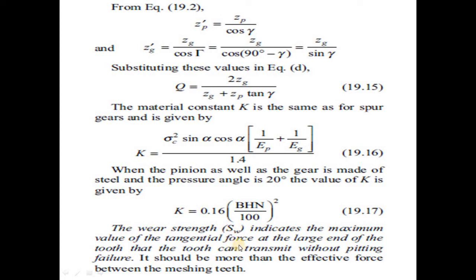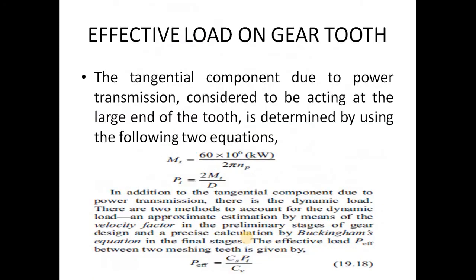If the wear strength value is greater than P effective, the design is safe and it does not go to pitting failure. Suppose your P effective value is greater than SW, it goes to failure, and then you can check the factor of safety. This is the procedure for solving the problems, and these formulas are required for numericals. You can remember those formulas, okay.